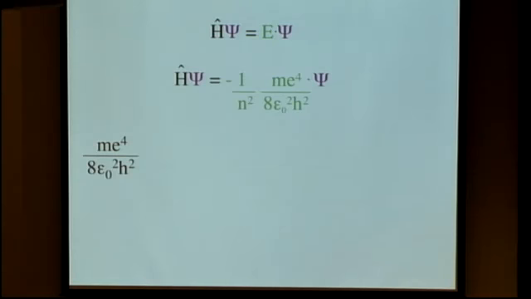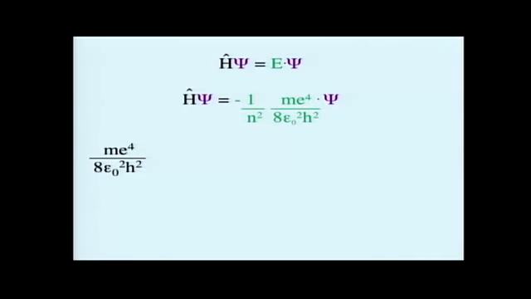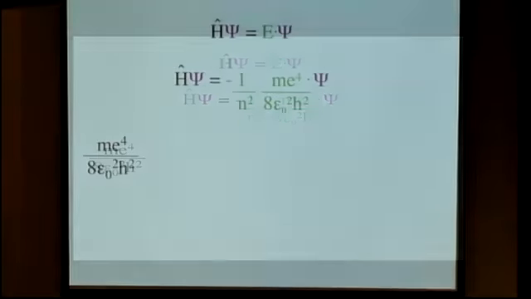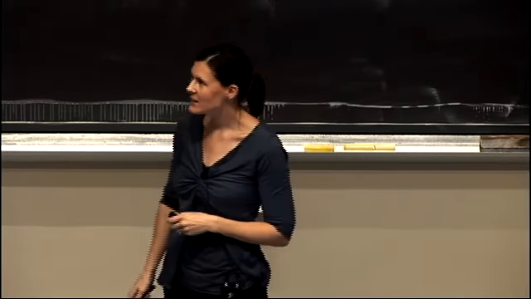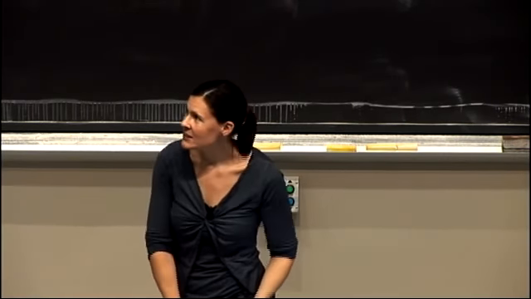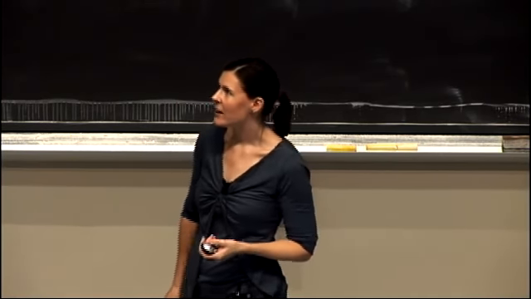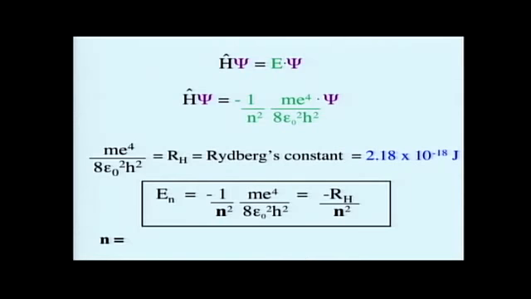So what actually happens when people work with the solution to the Schrodinger equation for a hydrogen atom is that they don't always want to deal with all these constants here, so we can actually group them together and use them as a single new constant, and this new constant is the Rydberg constant. And the Rydberg constant is actually equal to 2.18 times 10 to the negative 18 joules.